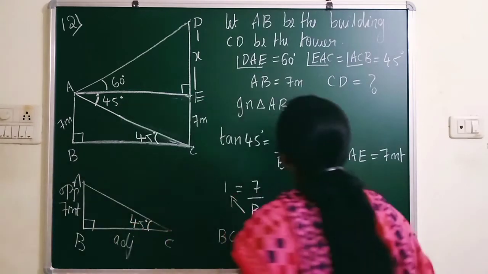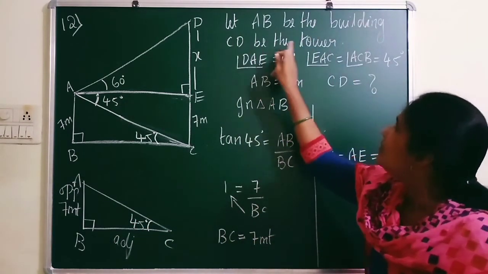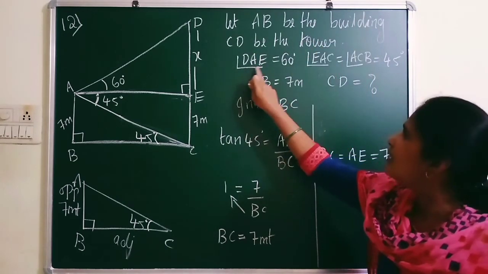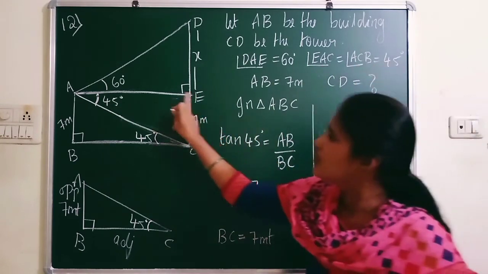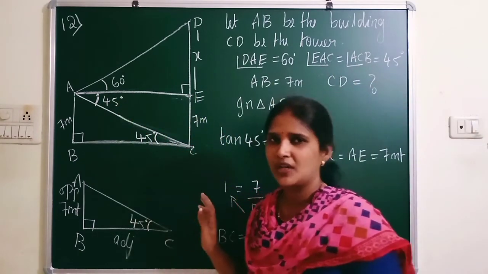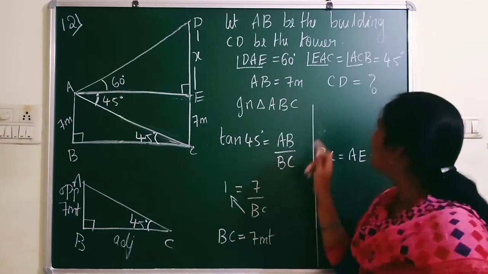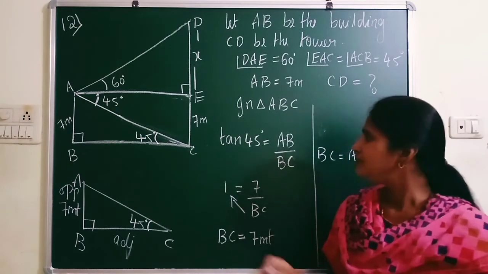So in triangle ABC, now let us assume what he has given: AB be the tower, AB be the building, and CD be the cable tower, and DA is 60 degree. Angle EAC and angle ACB, both angles are equal to 45 degree, and given height of the building is 7 meter. And CD, I need to find the height of the cable tower.